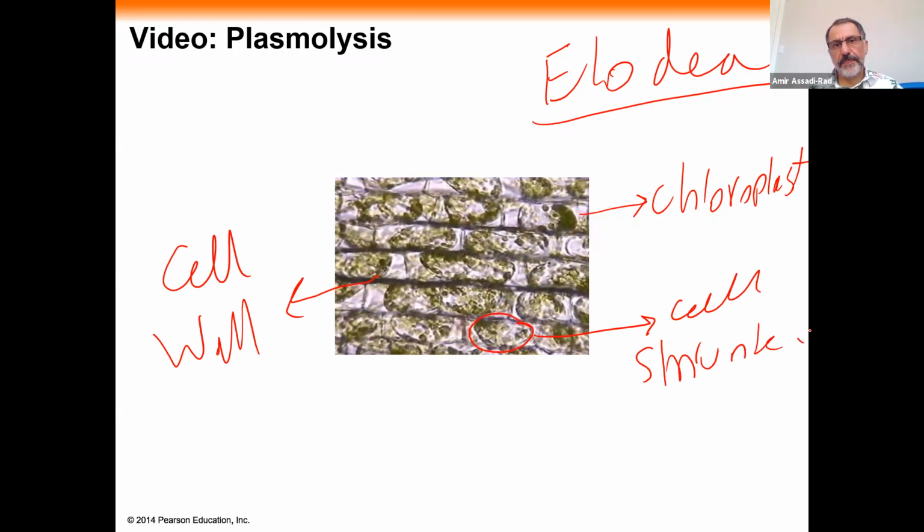Again, the name of the process is plasmolysis. And of course, we're showing you osmosis, the movement of water molecules from higher concentration to low concentration. Water molecules have a higher concentration inside of the cell, so they leave the cell. When they leave, what happens to the cell? They shrink, they shrink, they shrink. And then you can see the cell wall.